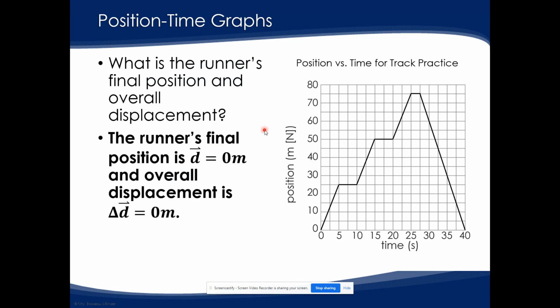What's the runner's final position and overall displacement? So your final position is right here at the very end of your graph. So it is at 0, which means that we started and ended at 0. So our displacement, or where we started and where we ended, is 0. So this is like if the Flash ran halfway across the world and then ran back. We wouldn't know that they went anywhere because they're so fast.